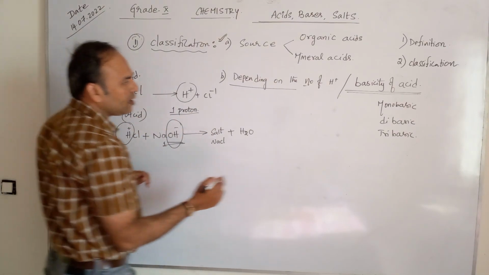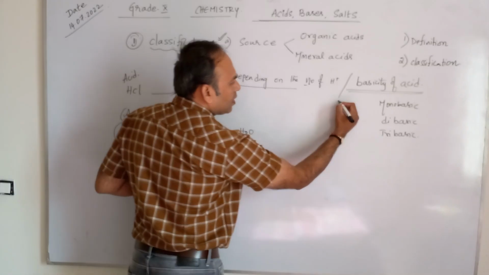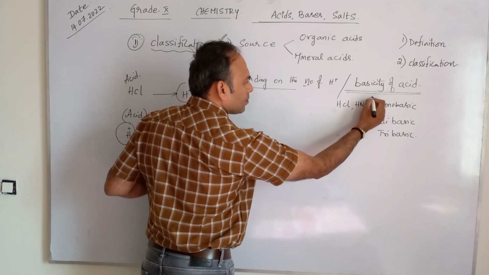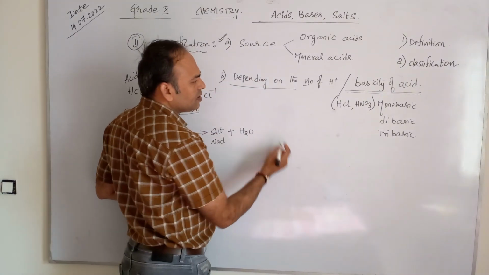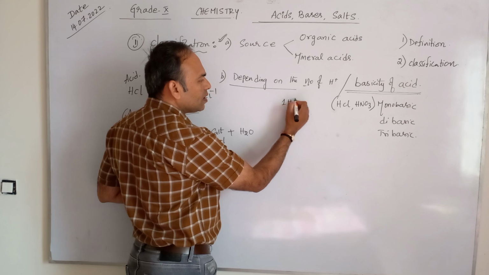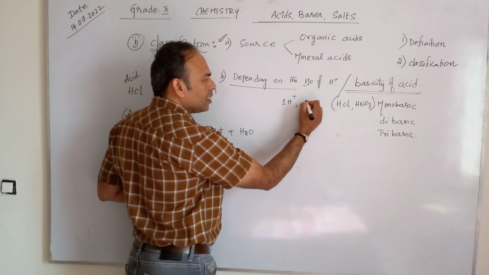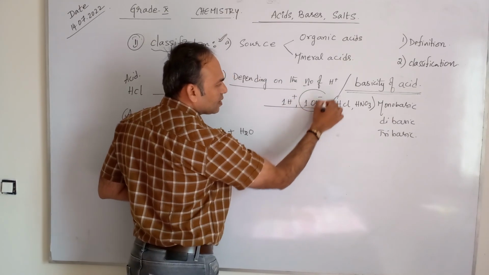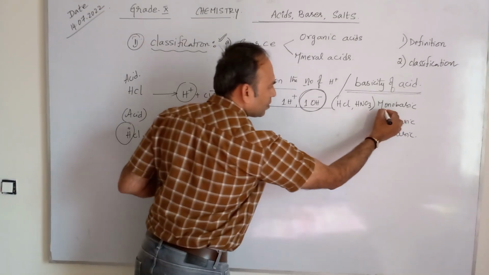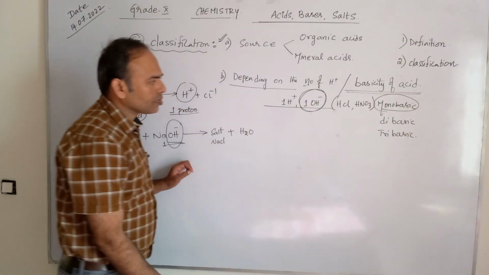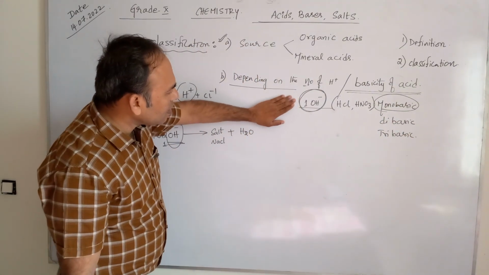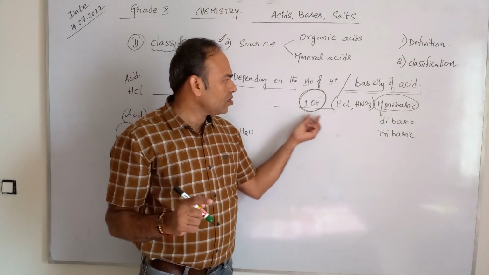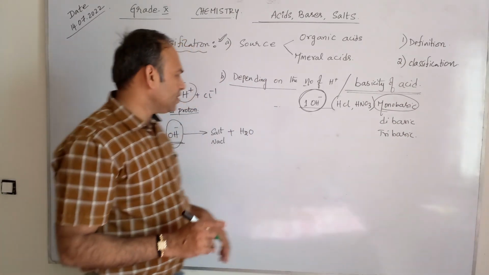So let me write here monobasic, example HCl, HNO3 in this case. The reason is simple. They have one H plus ion, hence they combine with only one OH minus, that is basic hydroxyl ion. Hence you call them as monobasic. Okay, this also you can rub and write like this. These acids will combine with one OH minus, hence you call them as monobasic acids.